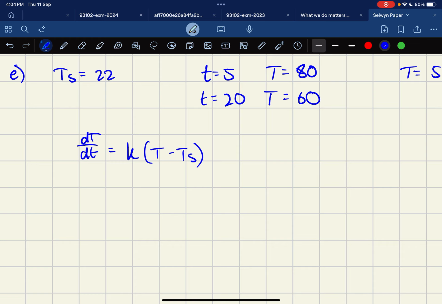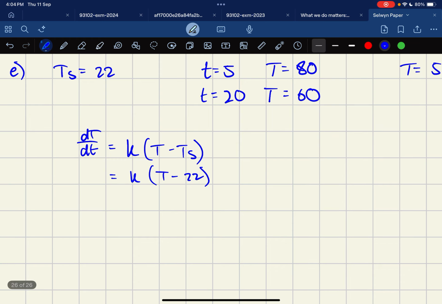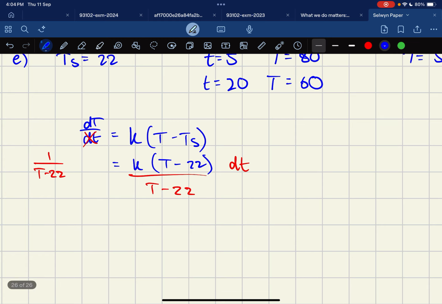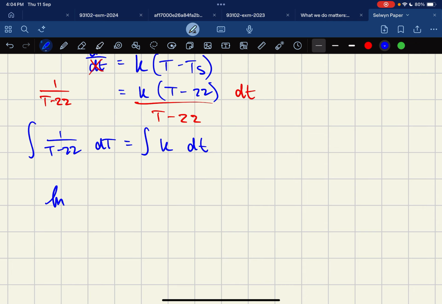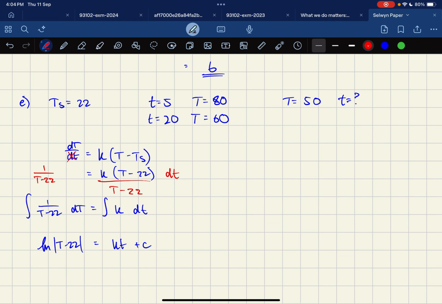So, separating out your variables, you're going to divide both sides by T minus 22, and at the same time multiply both sides by dt to separate. So you're left with 1 over T minus 22 dT is equal to k dt. Integrate both sides, and you get ln of T minus 22 is equal to kt plus c. At the very end, we're interested in solving for the time.